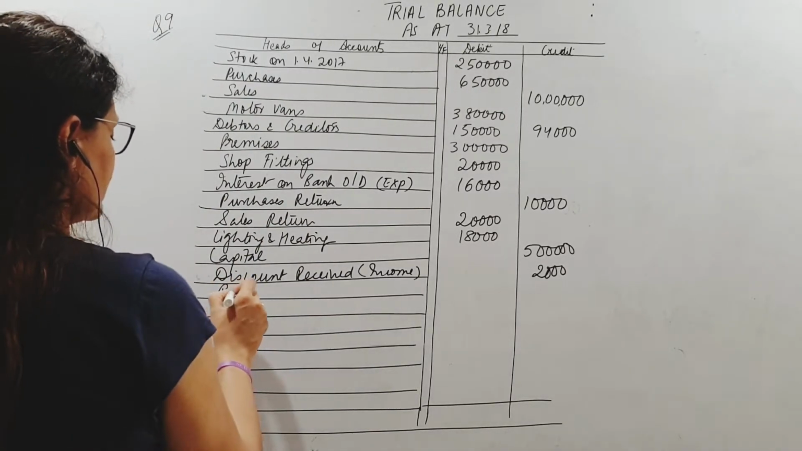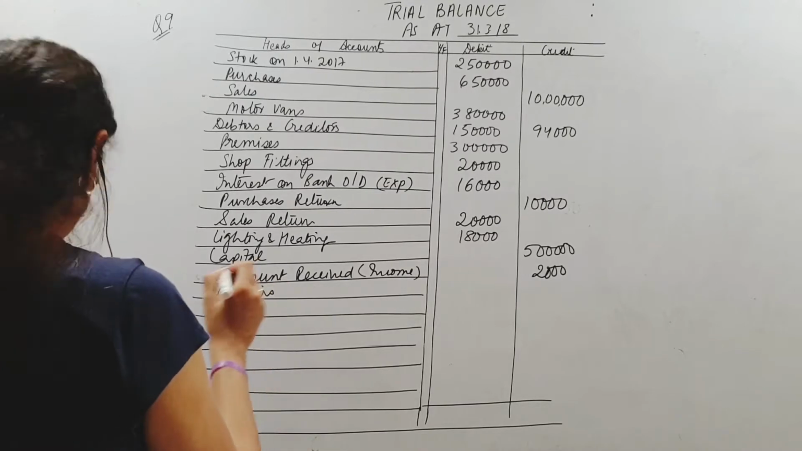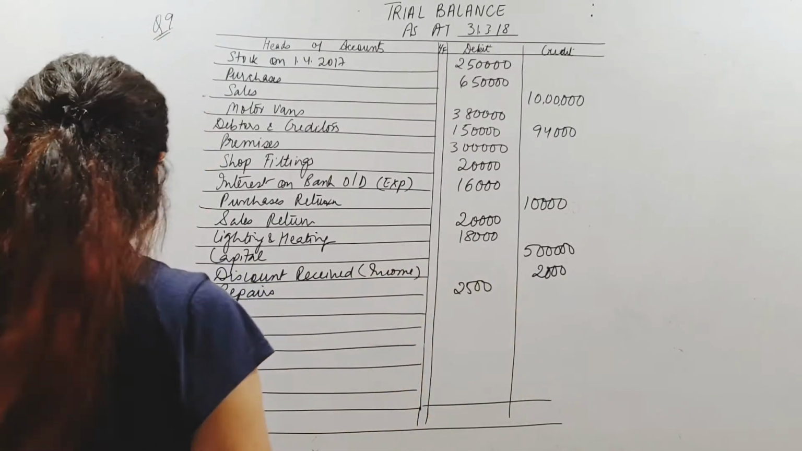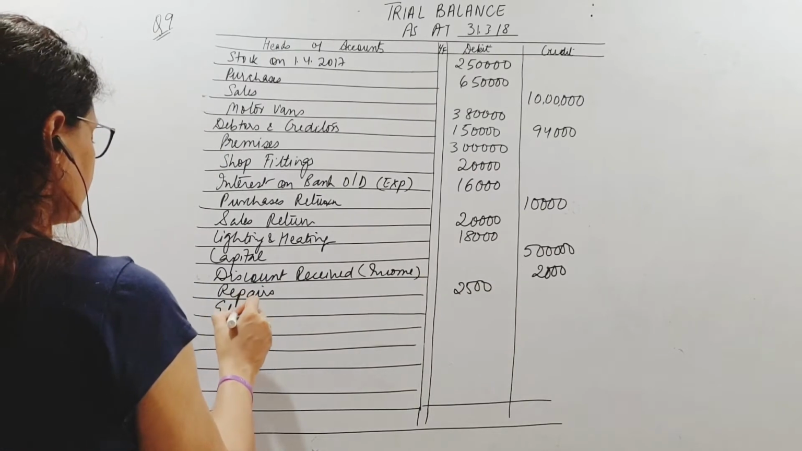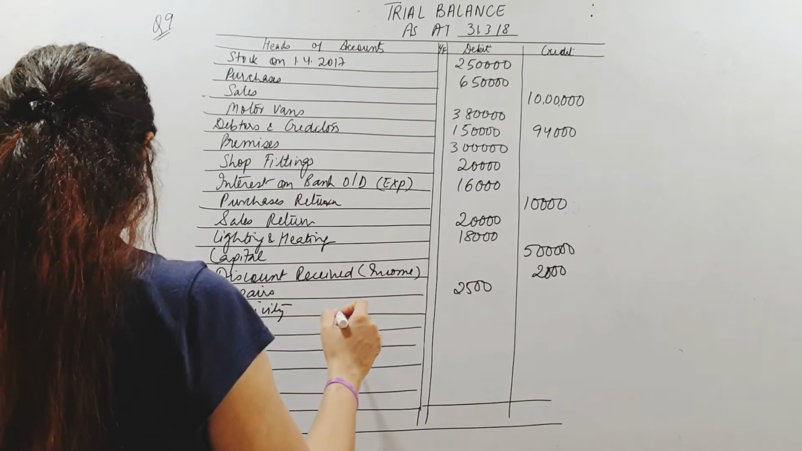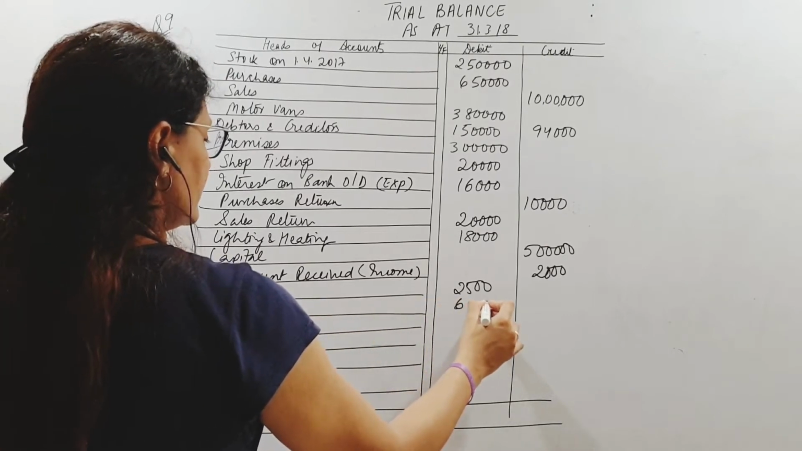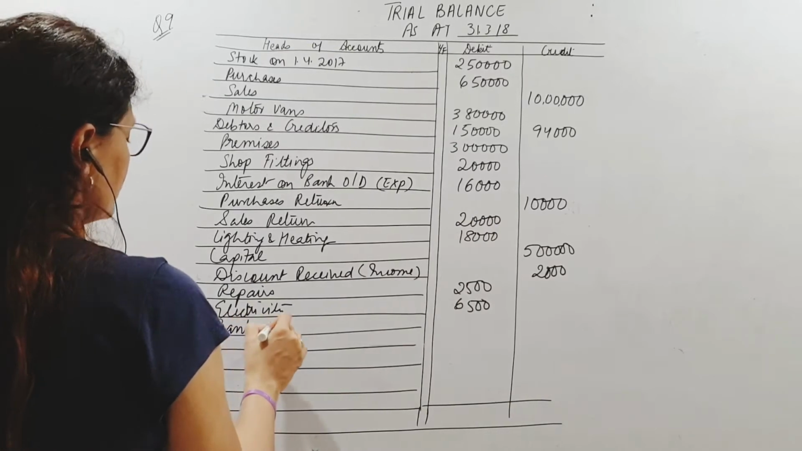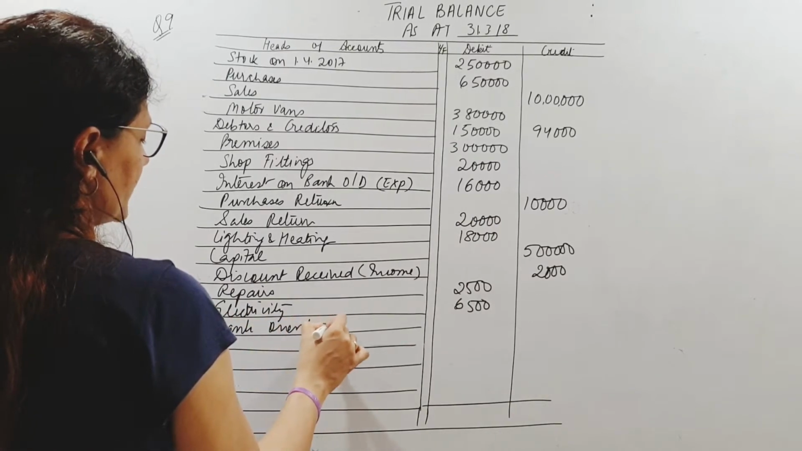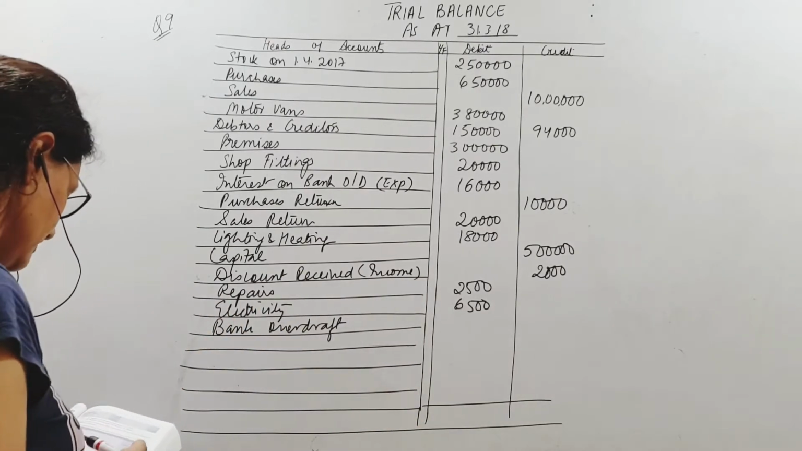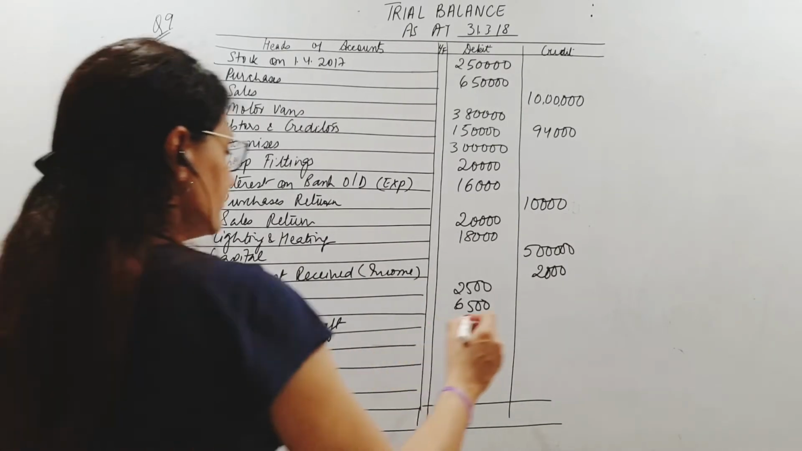Repairs. So repairs is an expense. All expenses in the debit side. 2,500. Electricity. Electricity is also an expense. 6,500. No need to put in the credit side. Bank overdraft. Bank overdraft, I told you it's a borrowing. Anything that you borrowed has to be repaid, therefore it's a liability. Bank overdraft, 2 lakhs.